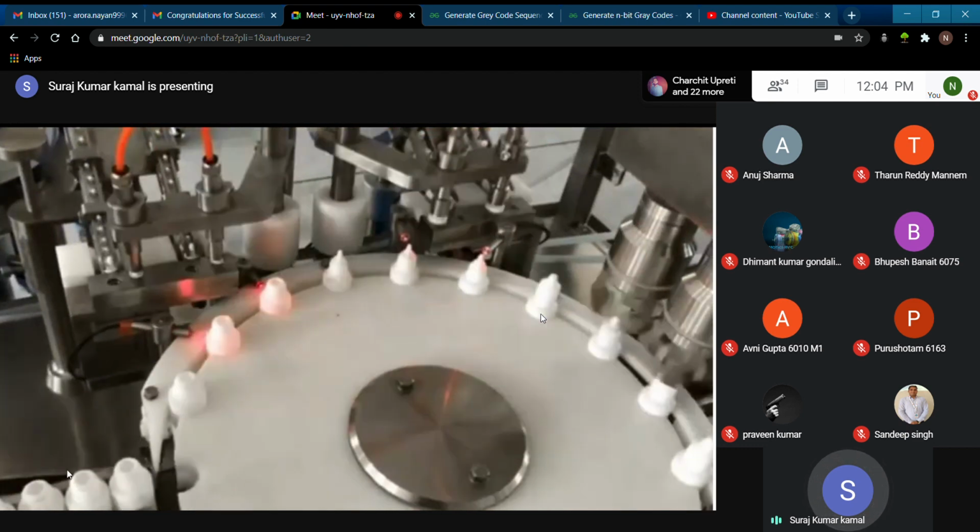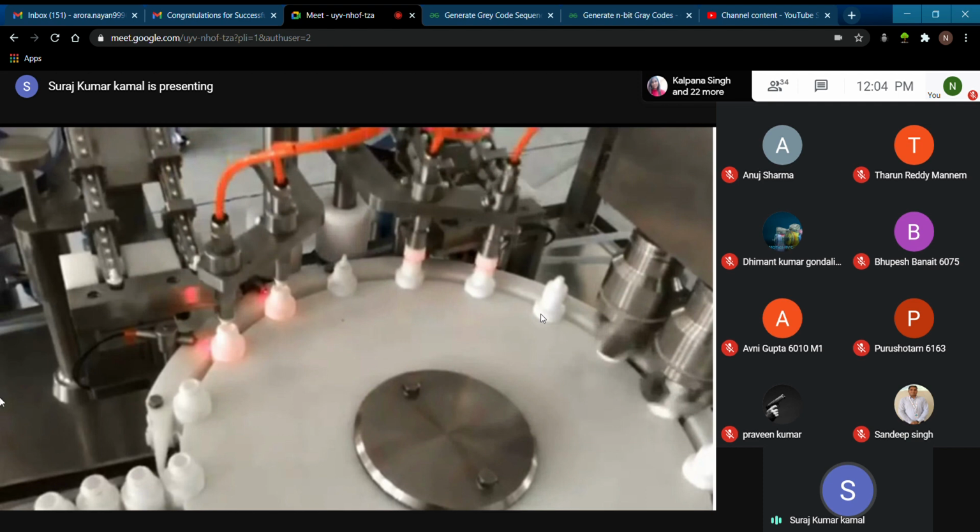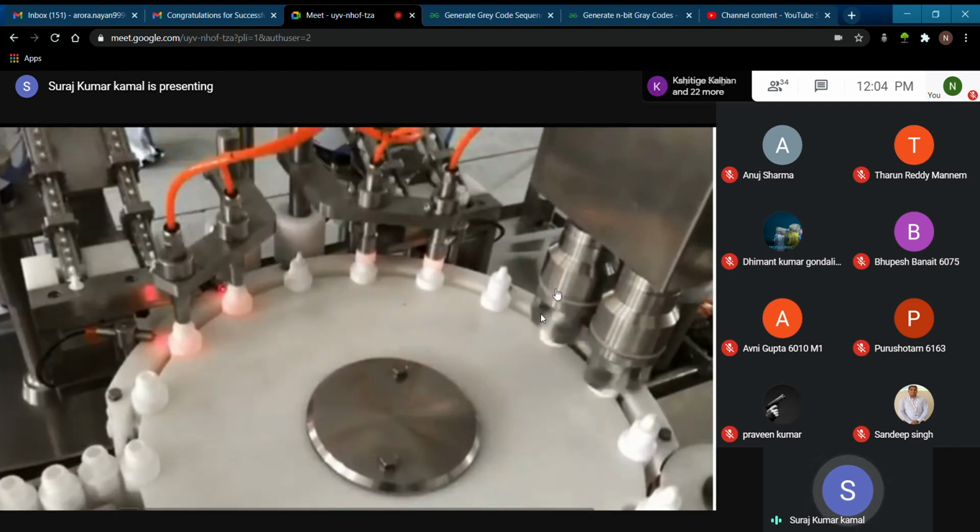And when it moves to the next station, there is a capping section and a cleaning section also. So these are again a robotic arm, pneumatically controlled, which have a capability. These are rotary systems, continuous rotation, which will tighten the cap and move to the next station.